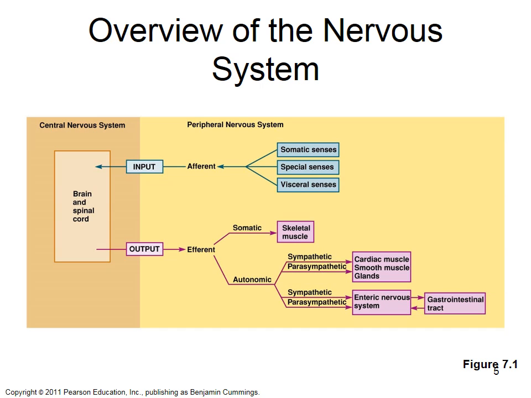We'll talk about the afferent branch and efferent branch after we talk about the central nervous system. But today, we're just talking about neurons.